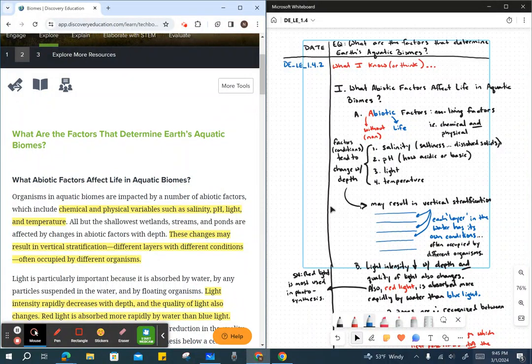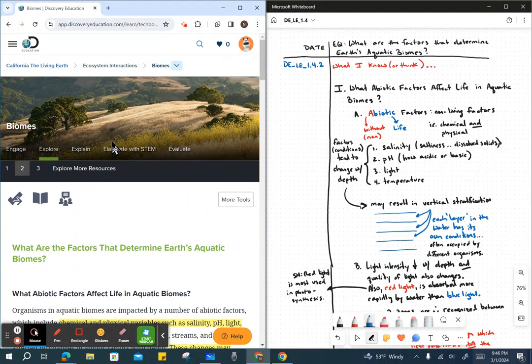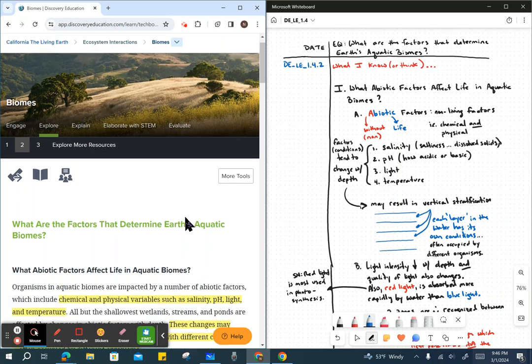Okay, Explore number 2 from biomes. What are the factors that determine Earth's aquatic biomes? So it sounds like for Explore 2, we're going to take a dive, no pun intended, into aquatic biomes. You should be thinking, well, that's water. And maybe you even are thinking that there's freshwater and saltwater types of biomes.